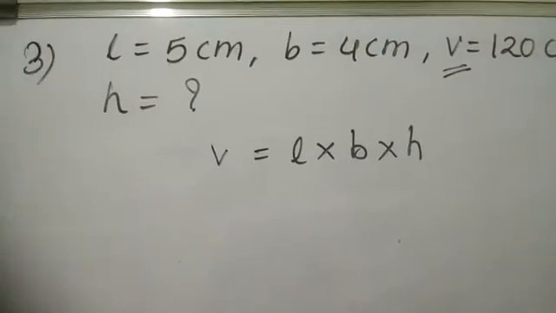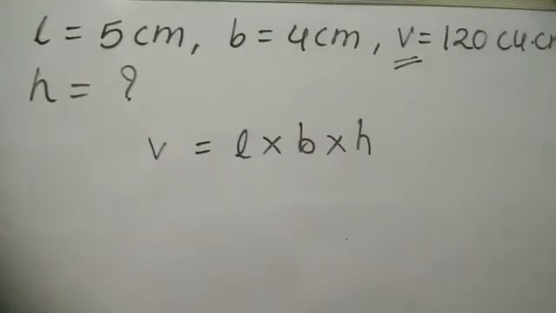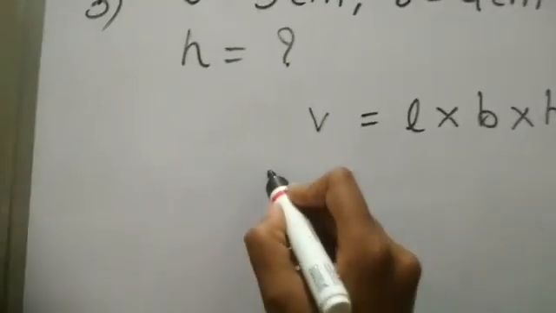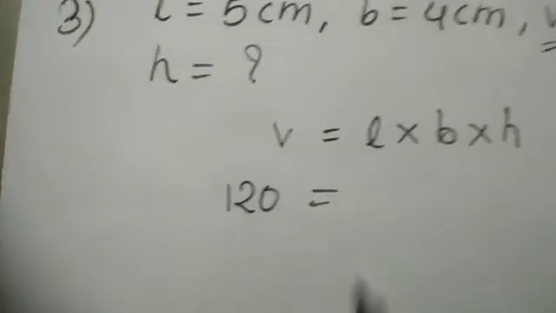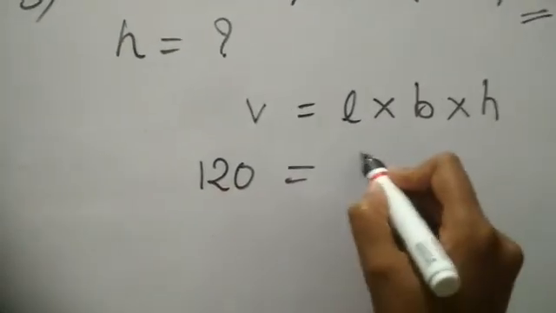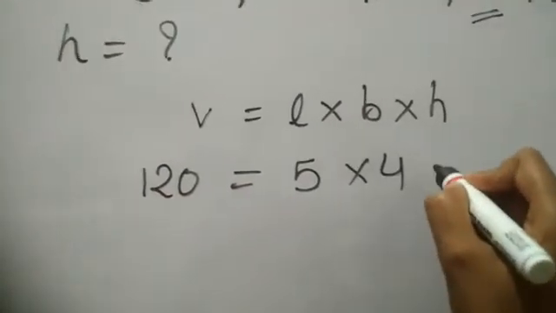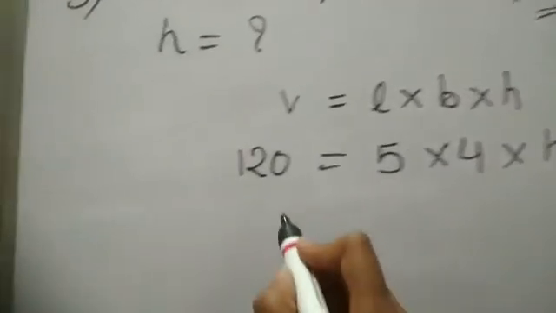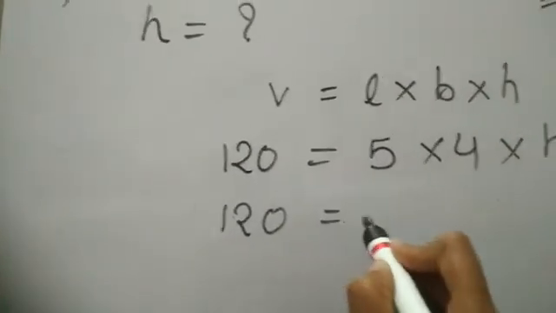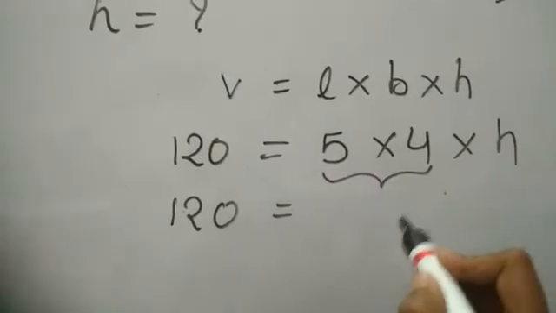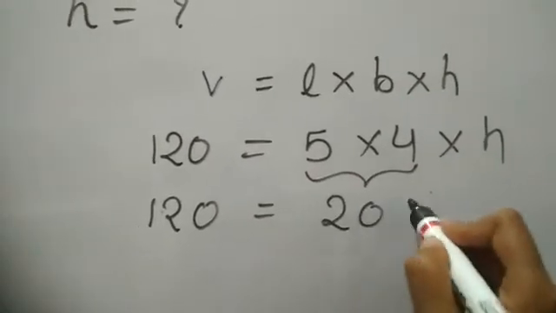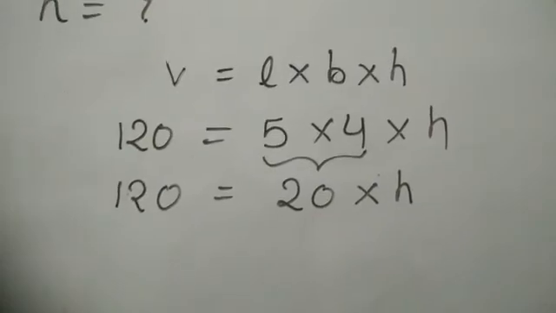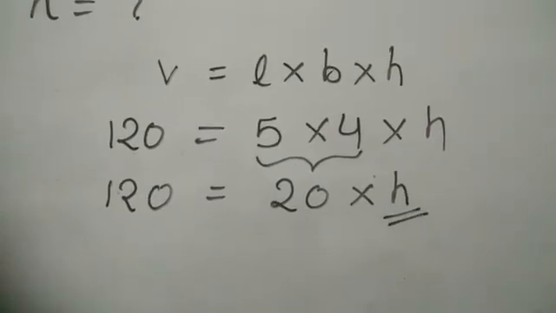Now, let us substitute the value. What is the value of V? It's 120 cubic centimeter is equal to length is 5 centimeter, breadth is 4 centimeter and we have to find out the value of H. Now let us solve. 120 is equal to 5 into 4. Now 5 into 4, 20 into H. Here we have to find out the value of H.